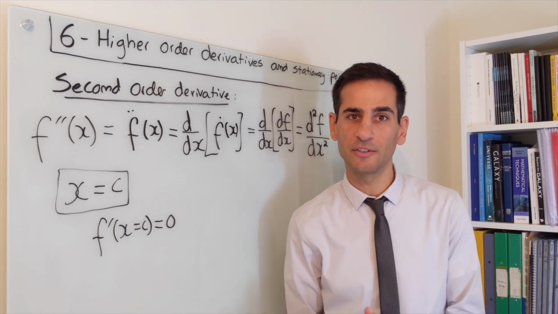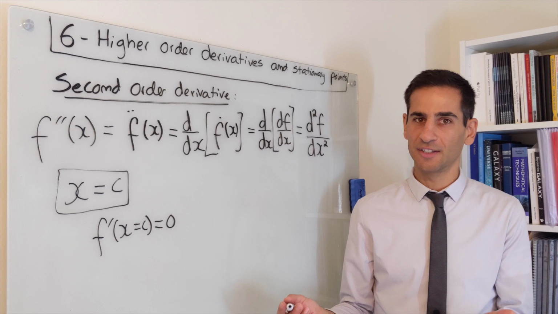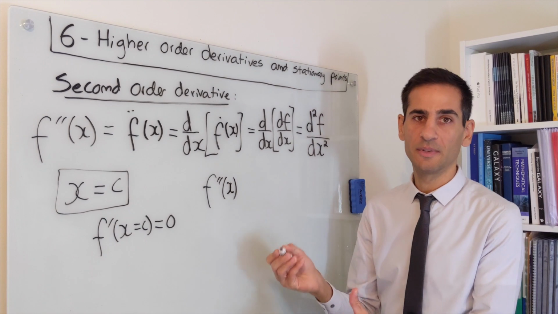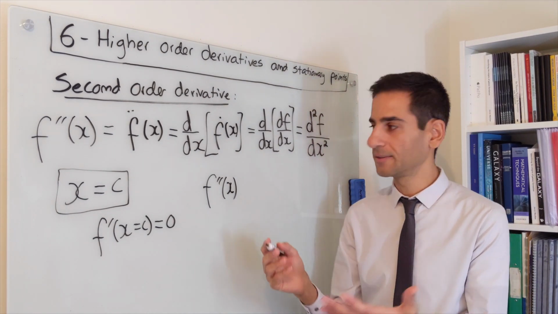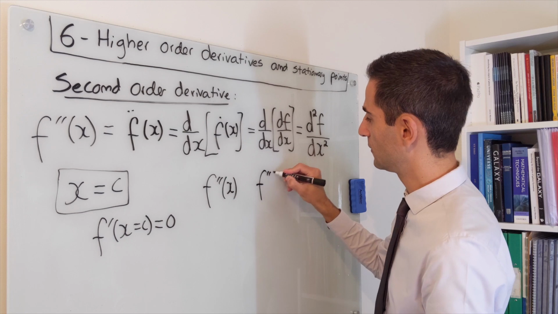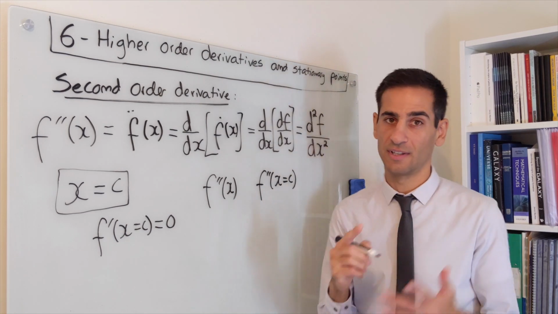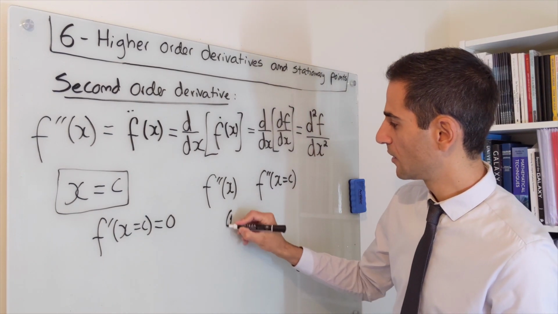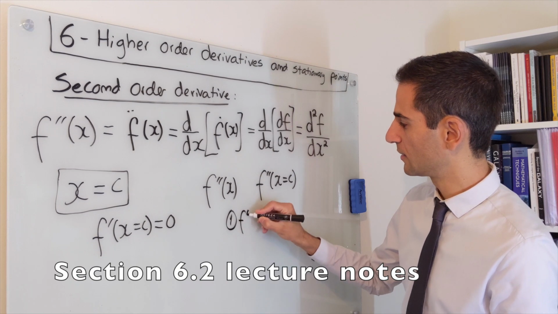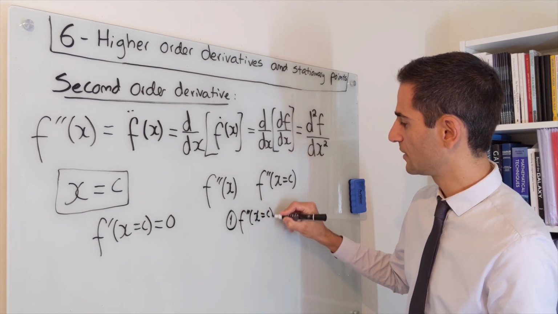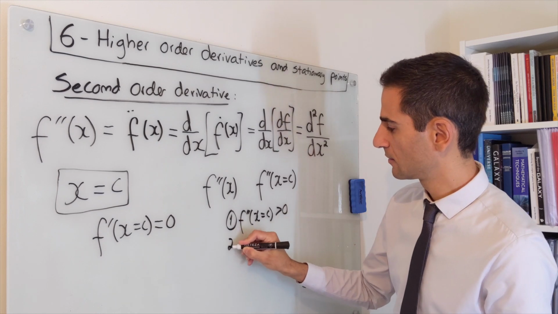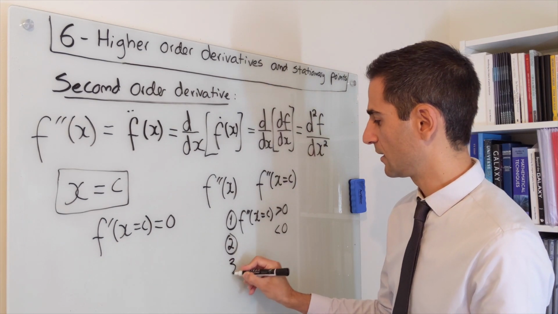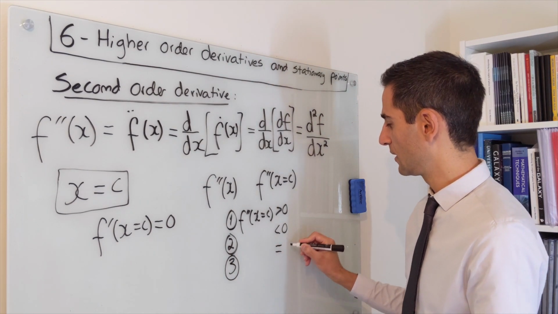How do you use the second order derivative to classify a stationary point? It's relatively simple. You first calculate it, and in general it means calculating the second order derivative for any point, and then you look at the value when x equals c. When you do that, you essentially have three different cases. Case number one, the second order derivative at x equals c is higher than 0. Case number two, this quantity is lower than 0. And case number three, this quantity equals 0.